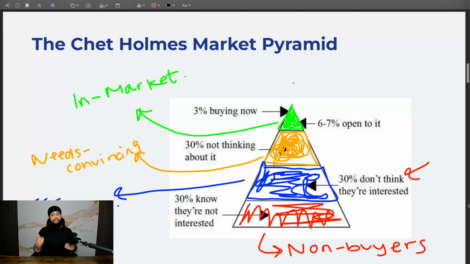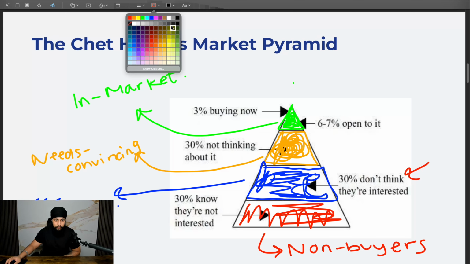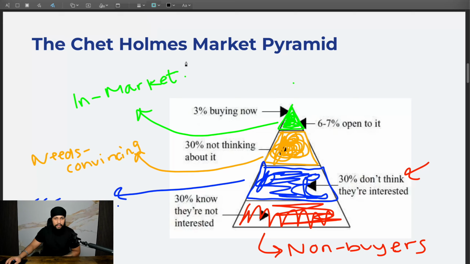Okay. Needs convincing, these are people that aren't entirely sold on your solution. Okay, this is another 30% of people. And in market, these are people that are sold on your solution. They believe in exactly what you are selling, and they believe that it will work for them. Okay, typically, we're going to choose a different color. Let's use this blue. Typically, in-market people have the highest ROI or the highest ROAS. Okay.